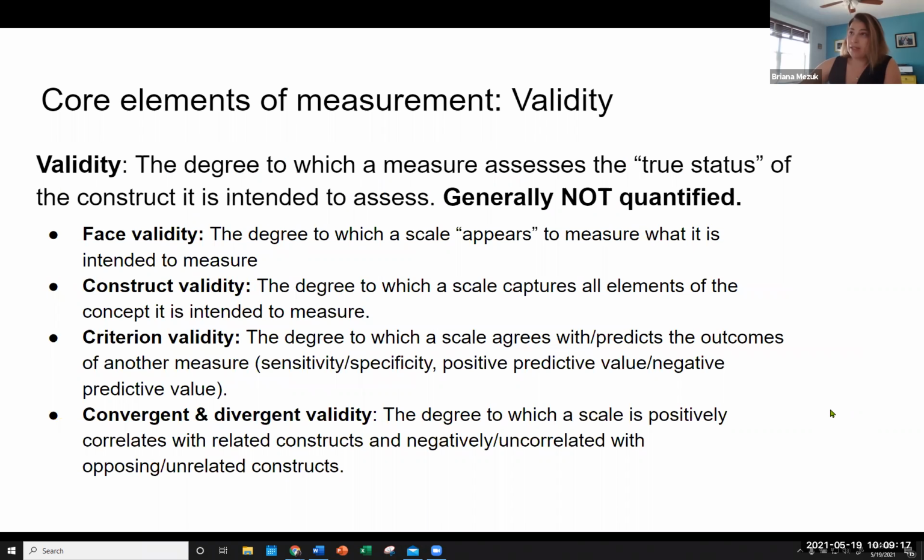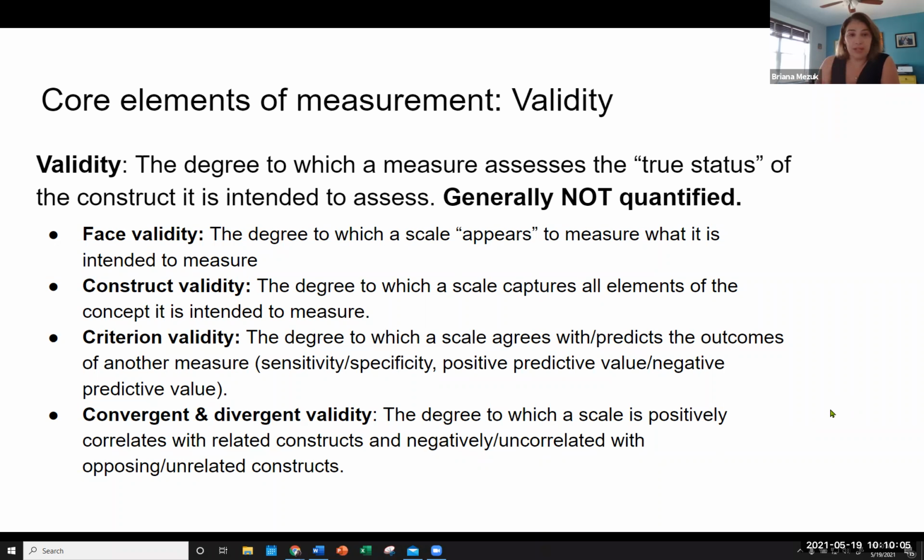Before I do that, let me talk about validity. Validity refers to the degree to which a measure assesses the true status, quote unquote, of the construct that it's intended to assess. This sounds a little tautological, but you can imagine that there is something, depression, out there in the world, right? And we don't have a blood test for depression. There's not some scan that you can do and say, yes, this is definitely a case of depression. Instead we have this construct, depression. And so the validity of a measure of depression is the degree to which my scale, and I'll tell you about the CESD in a second, assesses the true status of that construct. It's generally not quantified, particularly when we're talking about psychosocial constructs, and I'll explain this in a second.